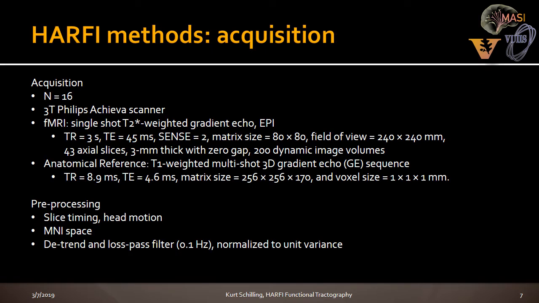So starting with some of our methods, we perform a very typical single-shot T2*-weighted gradient echo EPI on a 3T scanner for 16 subjects. We pre-process with slice timing, head motion correction, move to MNI space, and detrend and low-pass filter the data, followed by normalization to unit variance.